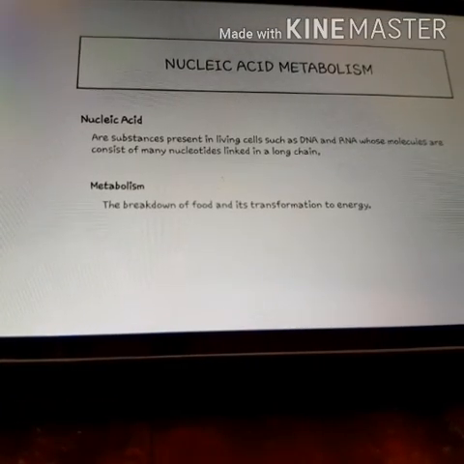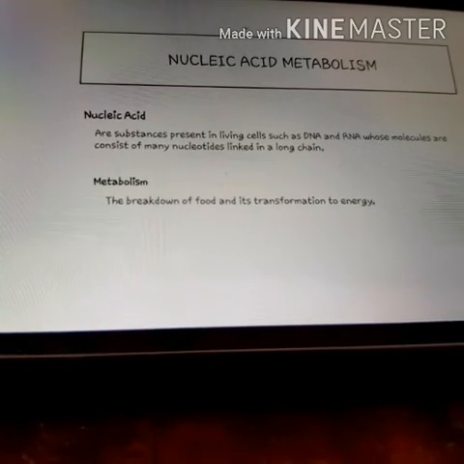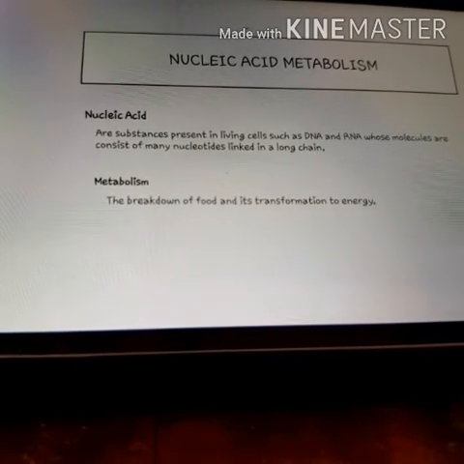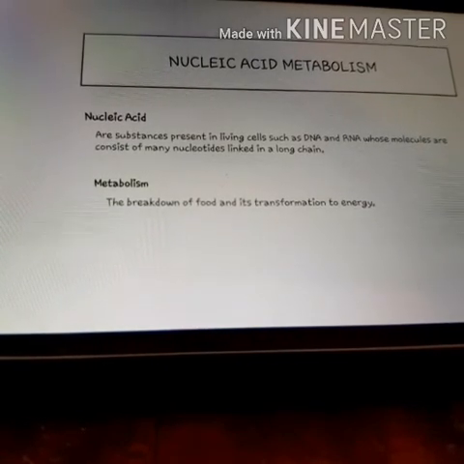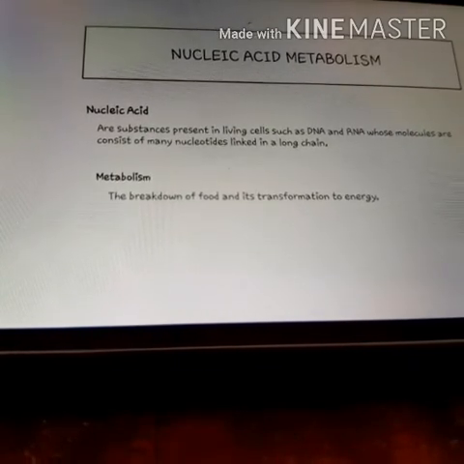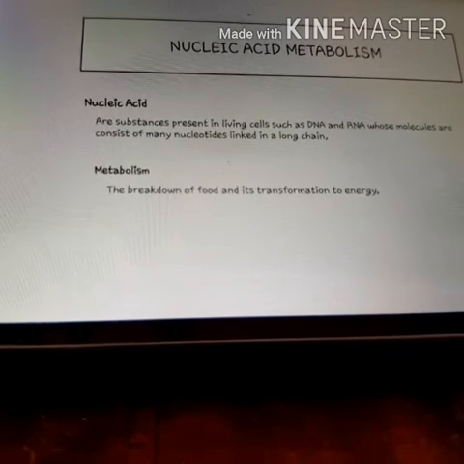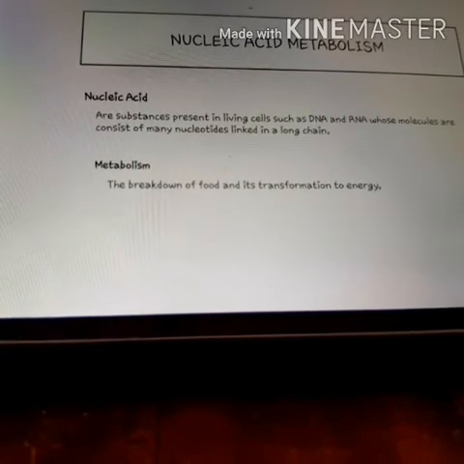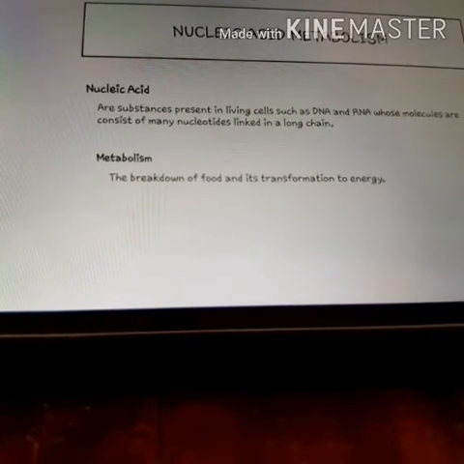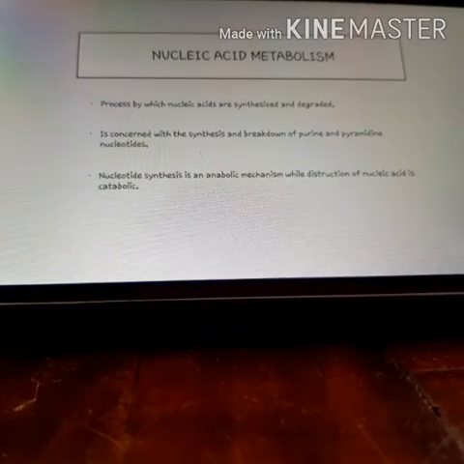Now, we are moving on to nucleic acid metabolism. But first, let us discuss what is nucleic acid and what is metabolism. Nucleic acids are substances present in living cells such as DNA and RNA whose molecules consist of many nucleotides linked in a long chain. So para nga makagawa ng isang nucleic acid, kailangan ng maraming nucleotides upang makabuo nga tayo ng isang nucleic acid. Ang metabolism naman ay ang breakdown of food and its transformation to energy. As simple as that. So now, let us discuss it as a whole.